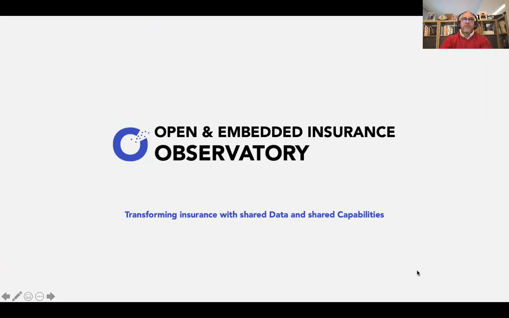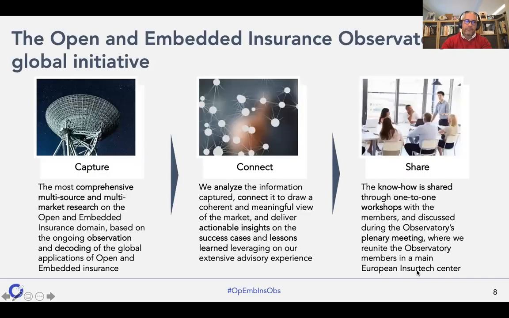The Open and Embedded Insurance Observatory's mission is to capture the global applications of open and embedded insurance, analyze them, extract meaningful insights, and share those insights with the members of the observatory. The observatory is the most comprehensive multi-source and multi-market research on the open and embedded insurance domain, based on the ongoing observation and decoding of the global applications of open and embedded insurance.